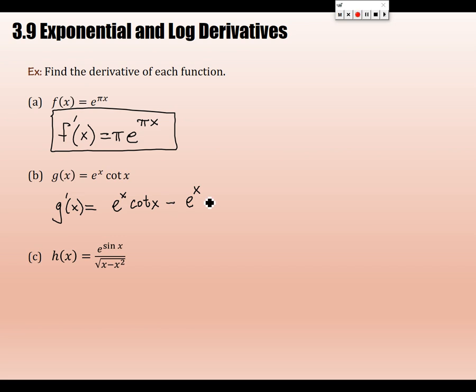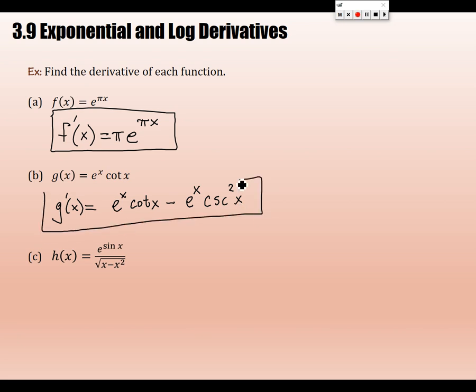What's the derivative of cotangent? I forget. Negative cosecant? What is it? Negative cosecant... Wait, no, negative cosecant squared. Just kidding. I thought I heard some people saying cosecant cotangent or something. That's not it. So I think that's good now, and if you wanted to factor out e to the x, you could, but you don't need to.